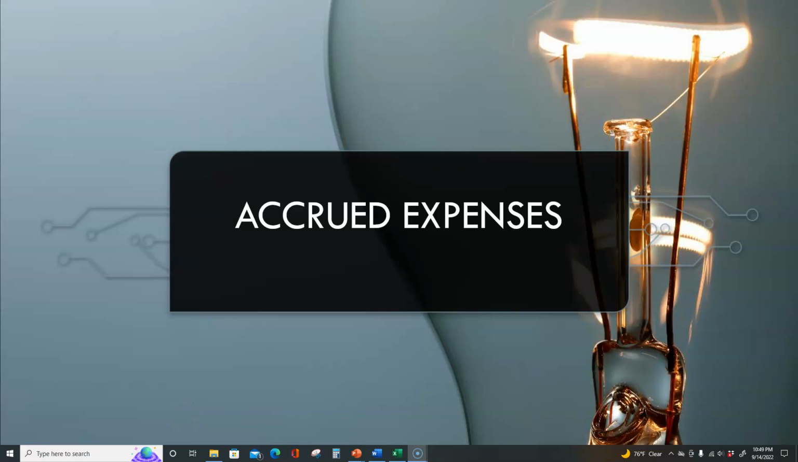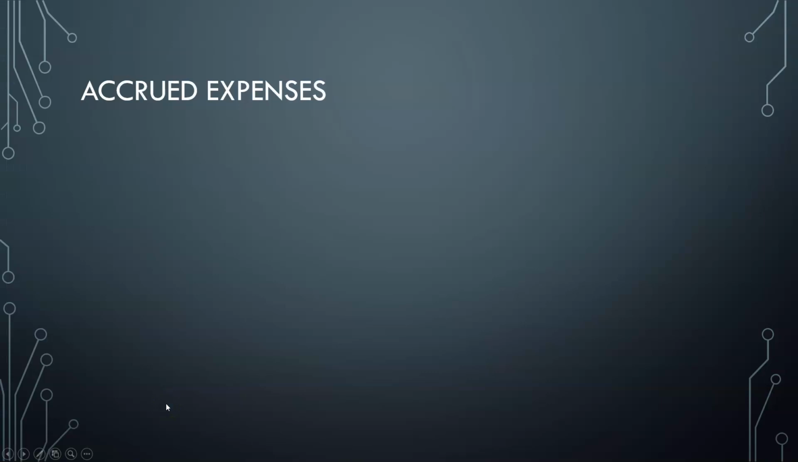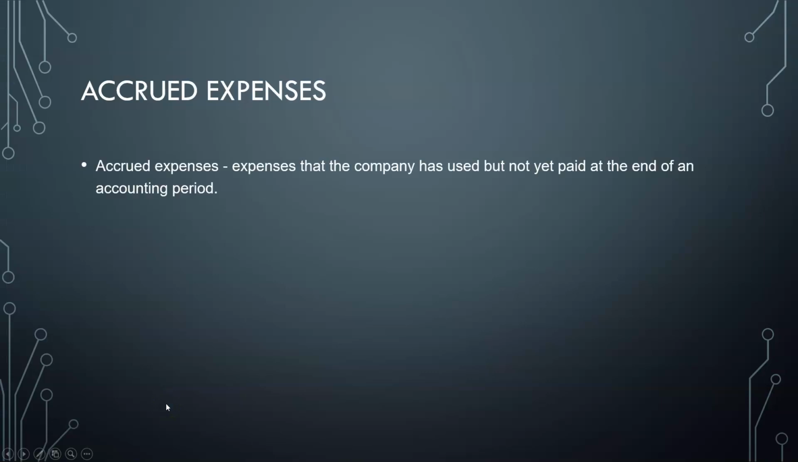In this video, we're going to take a look at accrued expenses. Accrued expenses are expenses that the company has used during an accounting period, but not yet paid at the end of that accounting period. Typical examples of expenses that are accrued are salaries, interest, and taxes.